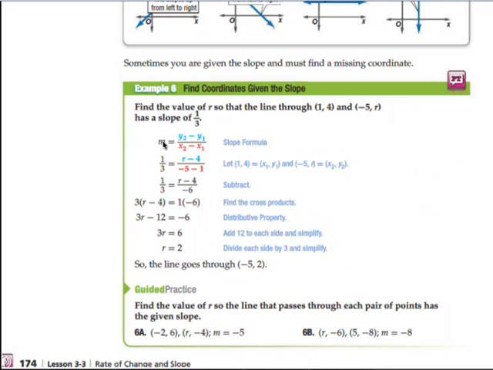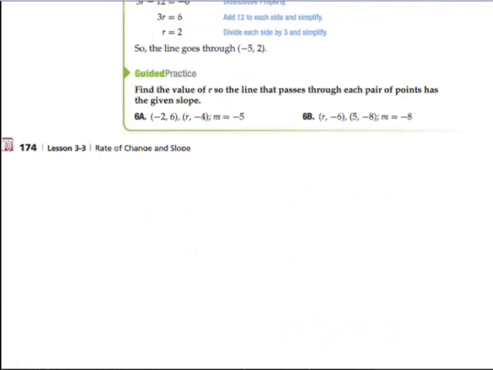Find coordinates given the slope. I like this problem because we have to work backwards a little bit. So I tell you that the slope is 1/3. I tell you that one of the points is 1/4 and the other point is -5/4. So you have to set this up and then solve for the missing number. I'll do 6a and then you do 6b.